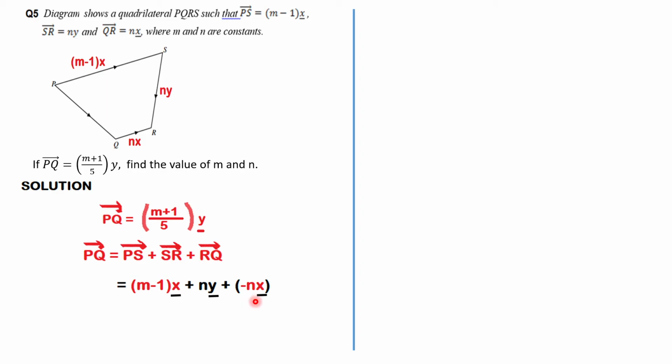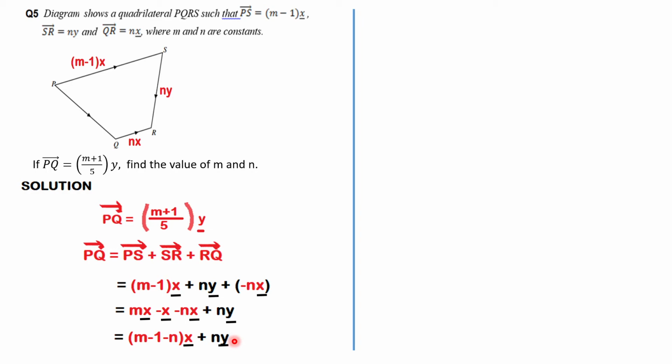RQ we are moving in opposite direction of QR. Therefore, you change the sign as negative NX. So now you can expand. The x vectors here you cannot simplify, so you just take out the x vector. So in bracket you will have m minus 1 minus n. Now you can compare the resultant vector PQ given in the question with the one you have found.